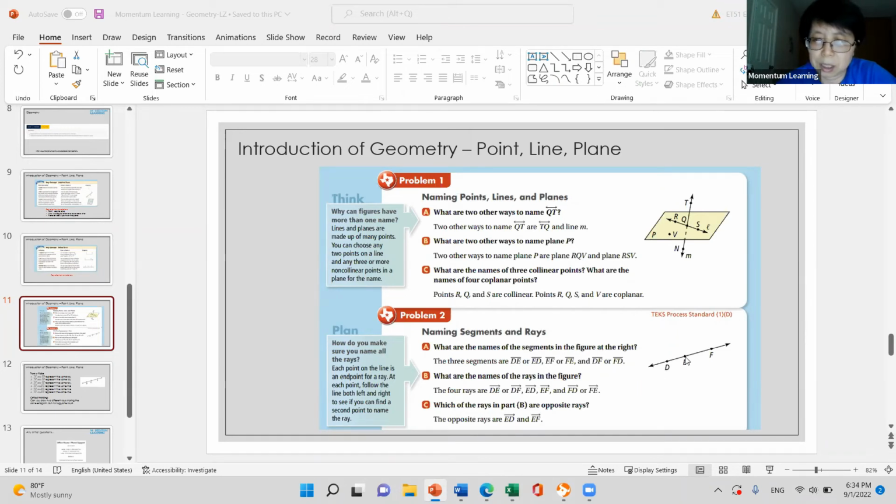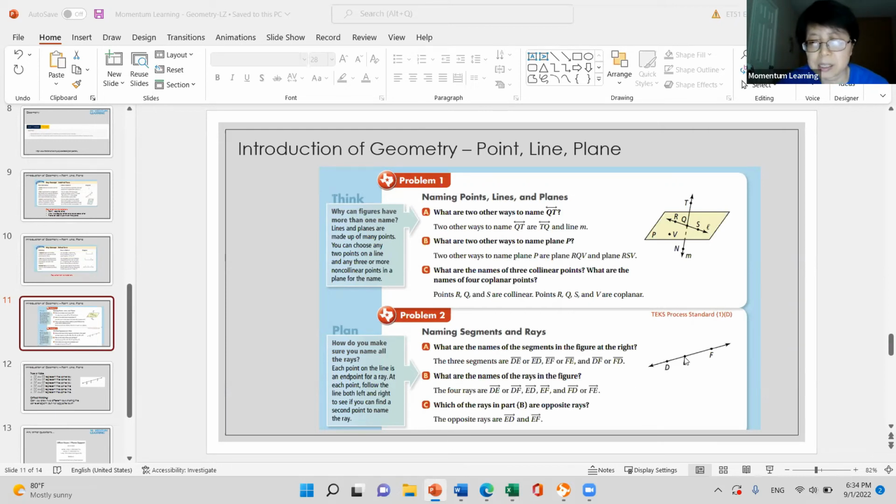How about the segment? How many different segments in this line can you find? A segment has a length, right? It has two endpoints. That's three, right? So you can have DE, you can have DF, you can have EF. Very good.